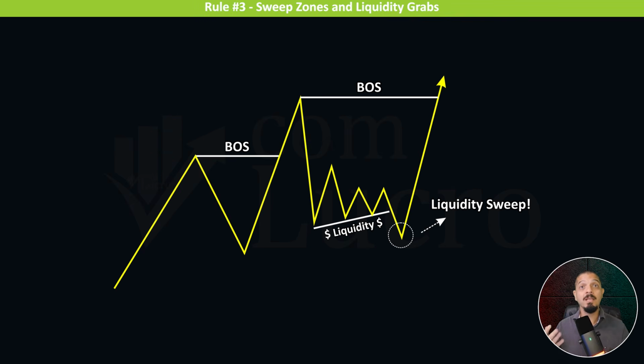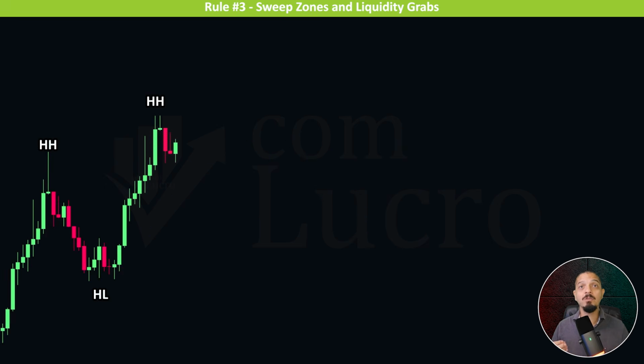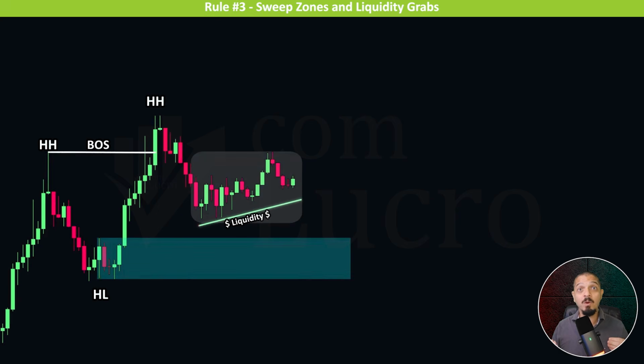Rule number 3 focuses on sweep zones. Sweep zones are about identifying where large players are actively moving the market. Let us simplify the process. Price is trending higher, printing higher highs and higher lows. Then a pullback occurs and equal lows are formed. These levels are common areas where retail traders place their stop losses. Price briefly moves below those lows, triggering the stops and releasing a wave of sell orders into the market.